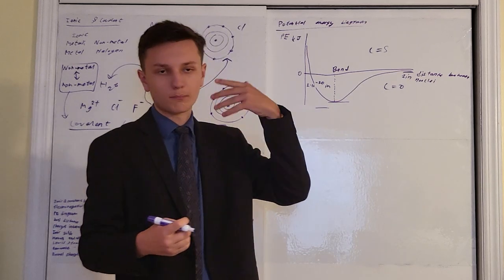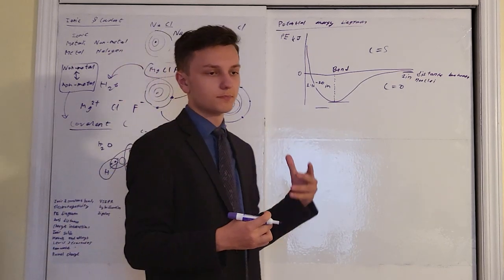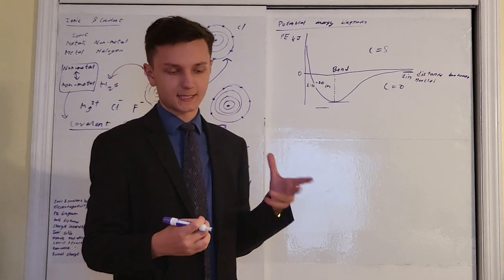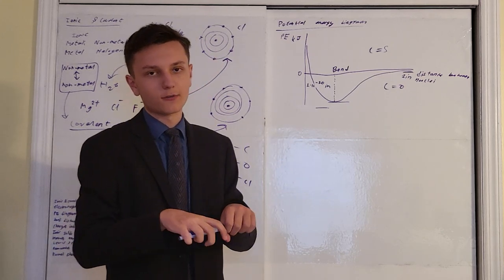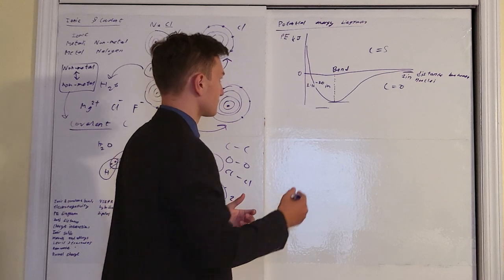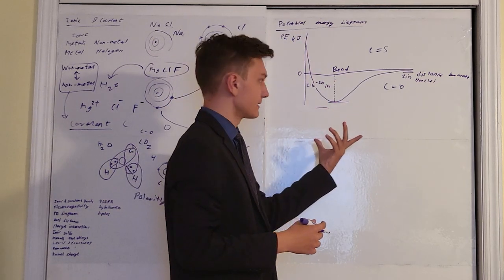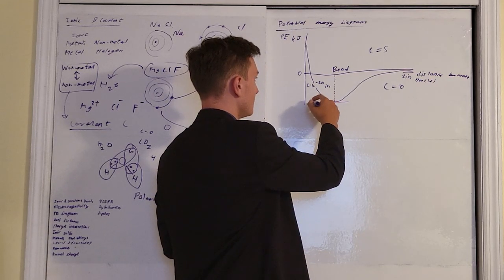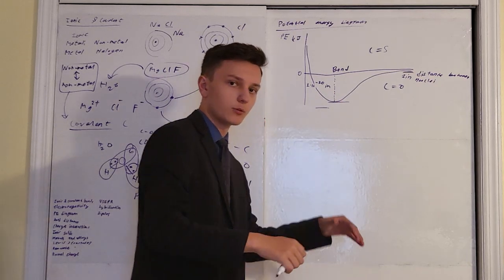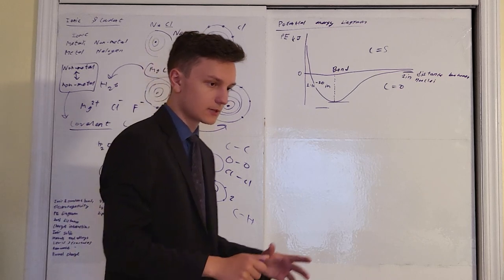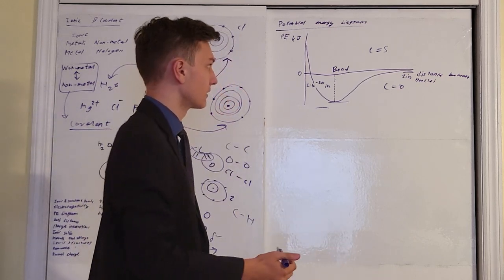O has fewer protons, so O's nucleus is less positively charged, and it's a less powerful north pole. So this upward curve is mitigated by that, okay? The bond's potential energy is able to go a lot lower because the repulsive forces are not as strong, okay?